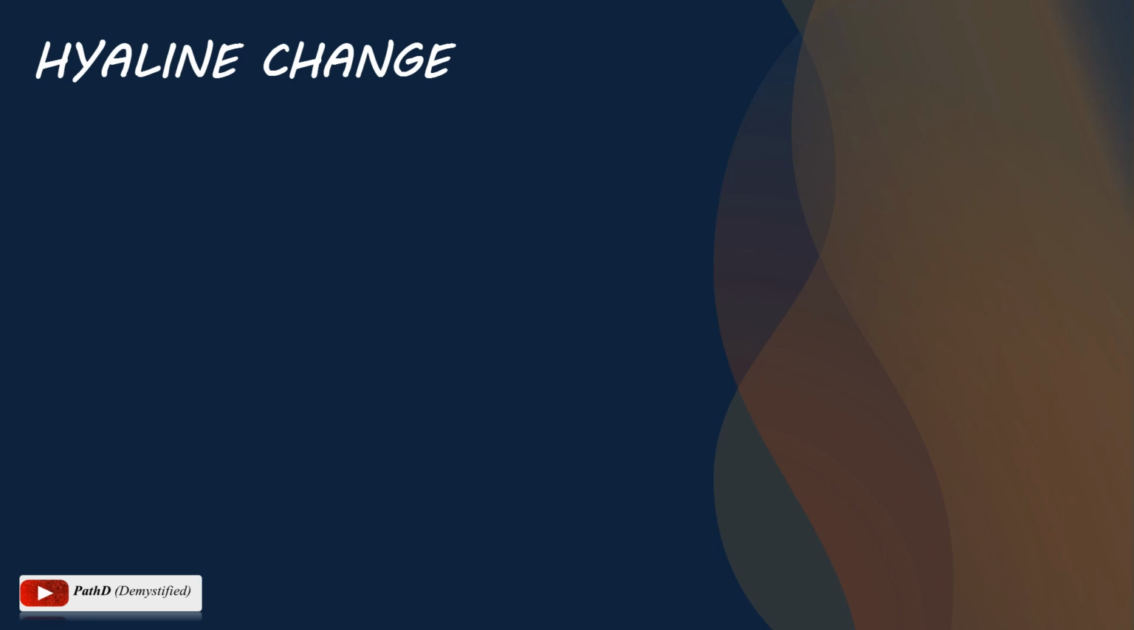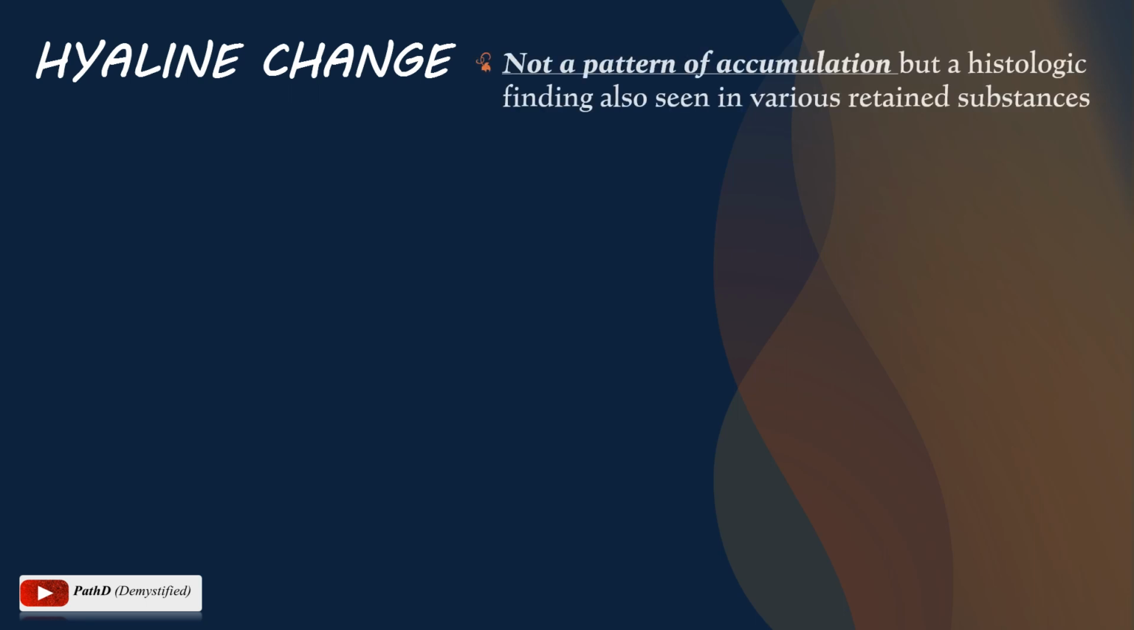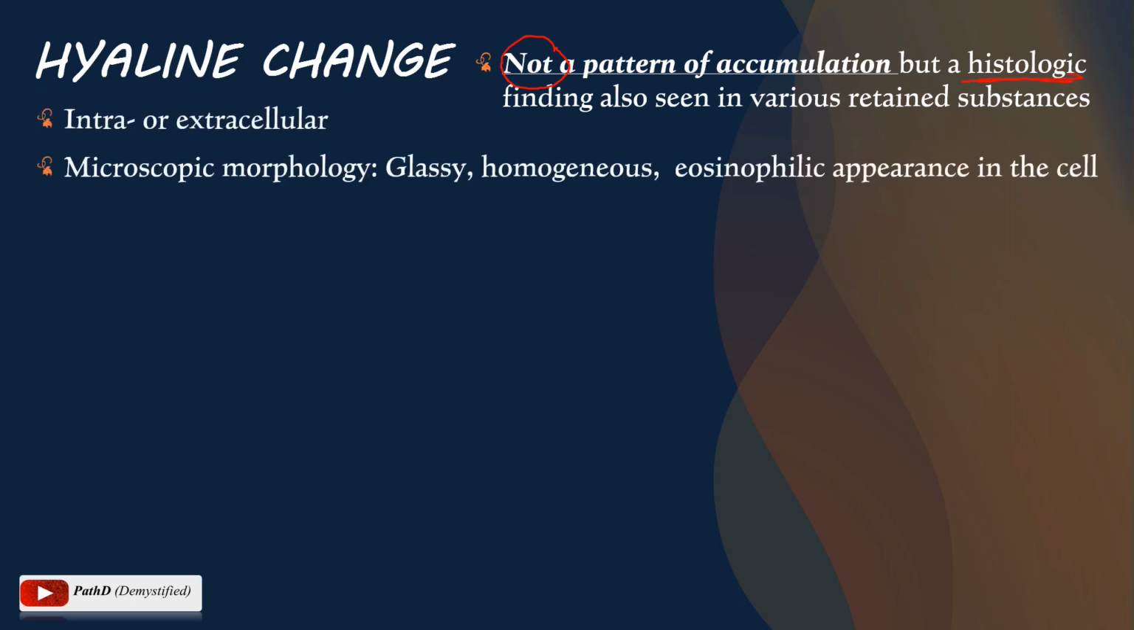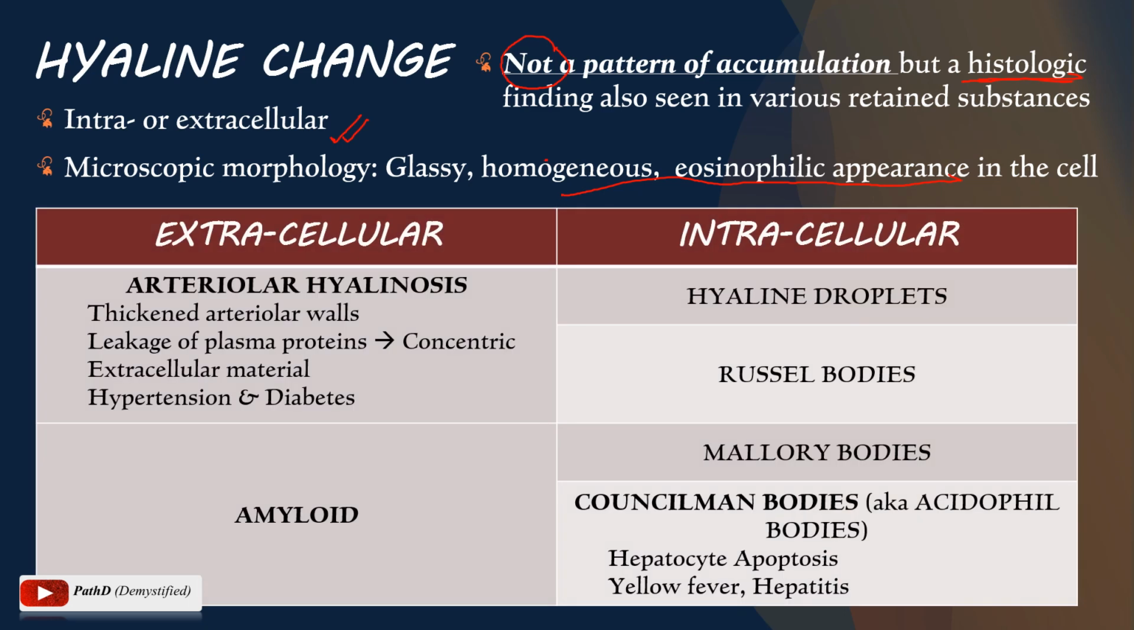Now, that was all about accumulation of proteins. Now, just a word about something called hyaline change. This is interesting because hyaline change is not a pattern of accumulation, but it is a histological finding. And this hyaline change can be extracellular or intracellular, and it appears as homogeneous eosinophilic appearances in the cell. Now, this hyaline change can be intracellular, which we have already studied. That is your presence of hyaline droplets, Russell bodies, Mallory bodies, and then something called Councilman bodies.